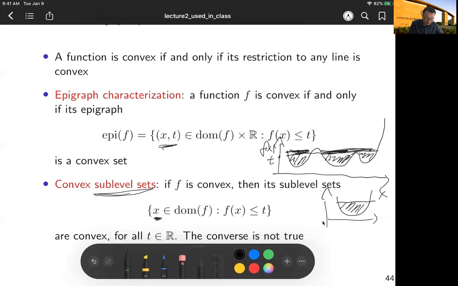On the other hand, for this one, there's a theorem that says if f is convex, then any of its sublevel sets, at any t, happens to be a convex set. This is saying that this line segment is convex, right? Notice that the converse of the sublevel set theorem is not actually true. Can anyone come up with an example?